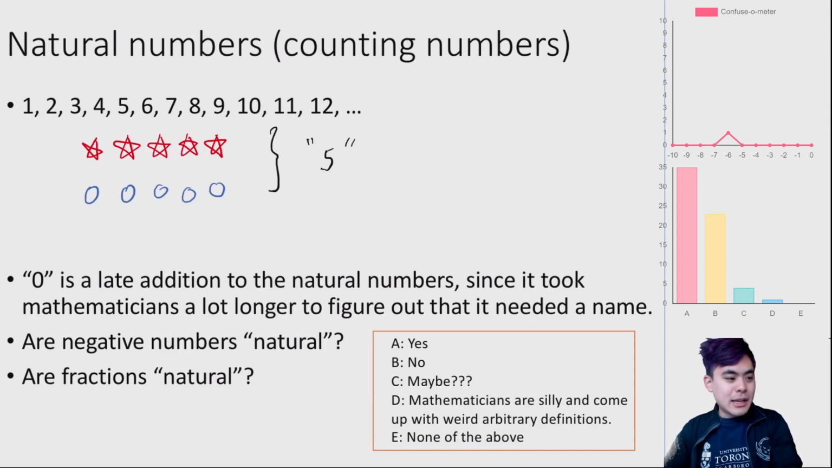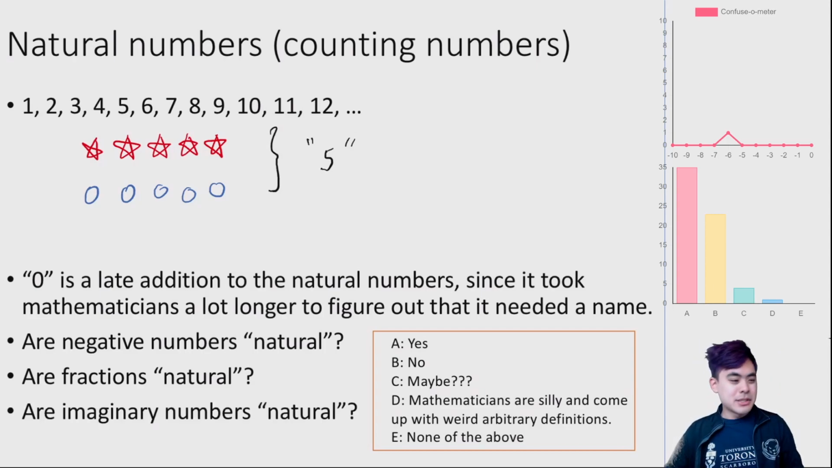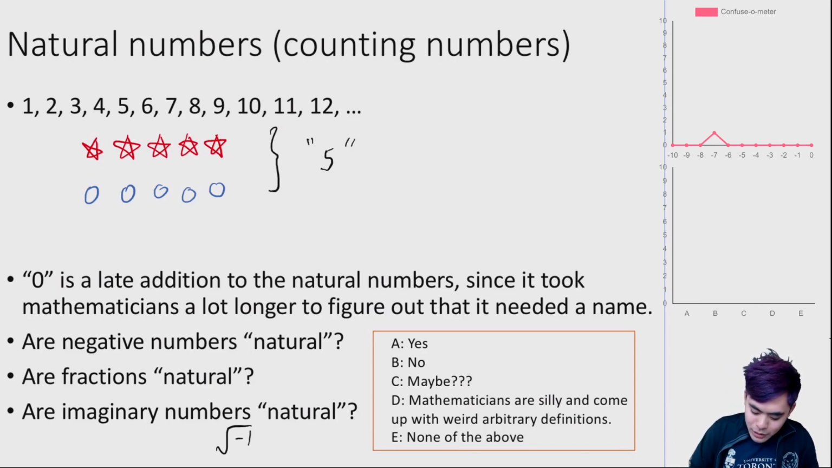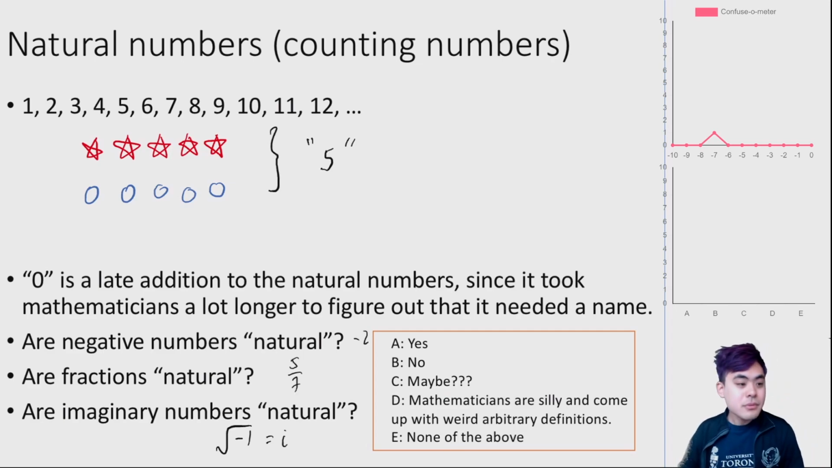Okay, well, let's reset, and let's do one more, please. So what about imaginary numbers? You guys have probably heard about imaginary numbers. These are things like the square root of -1, which we sometimes call i. Fractions are things like 5/7. Negative numbers are things like -2. So what about imaginary numbers? Are imaginary numbers natural?